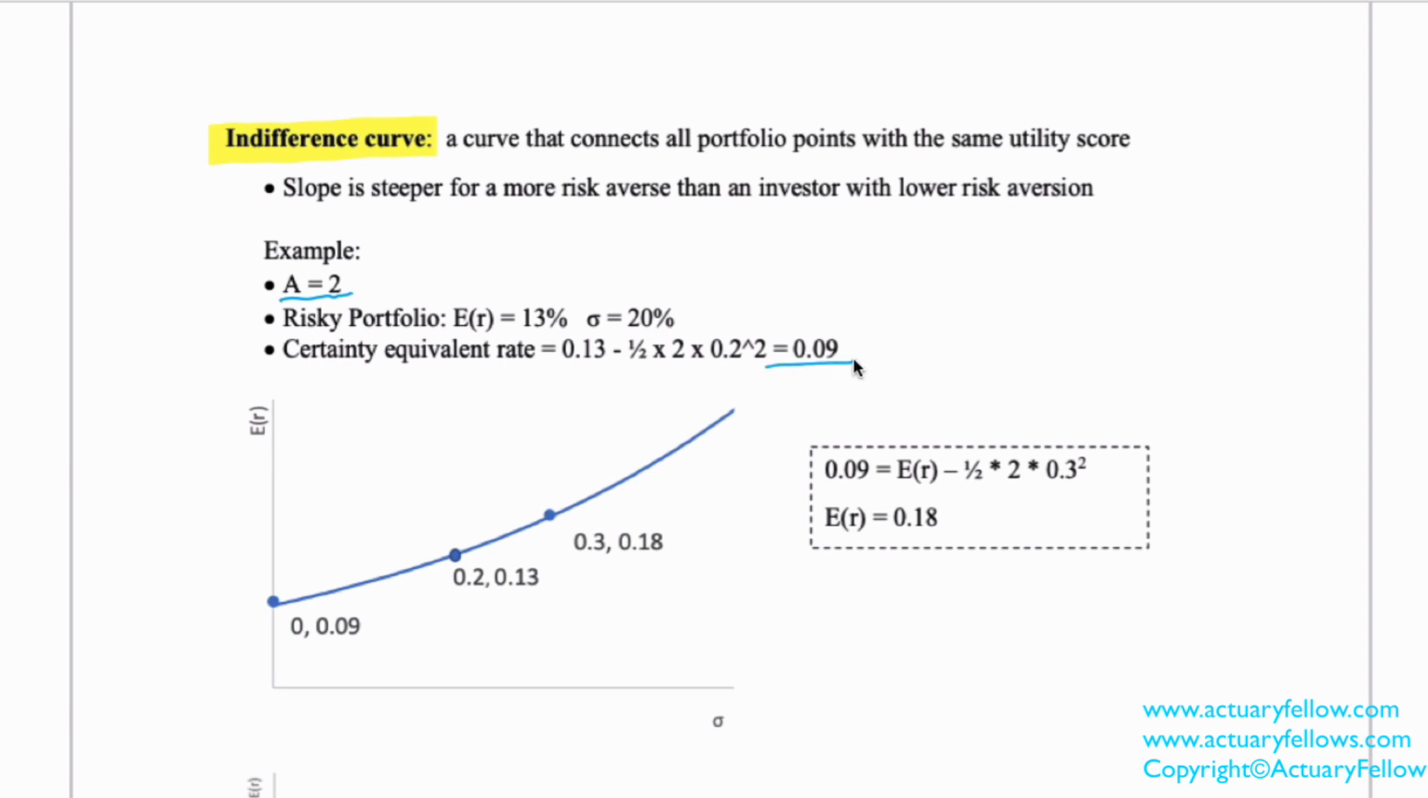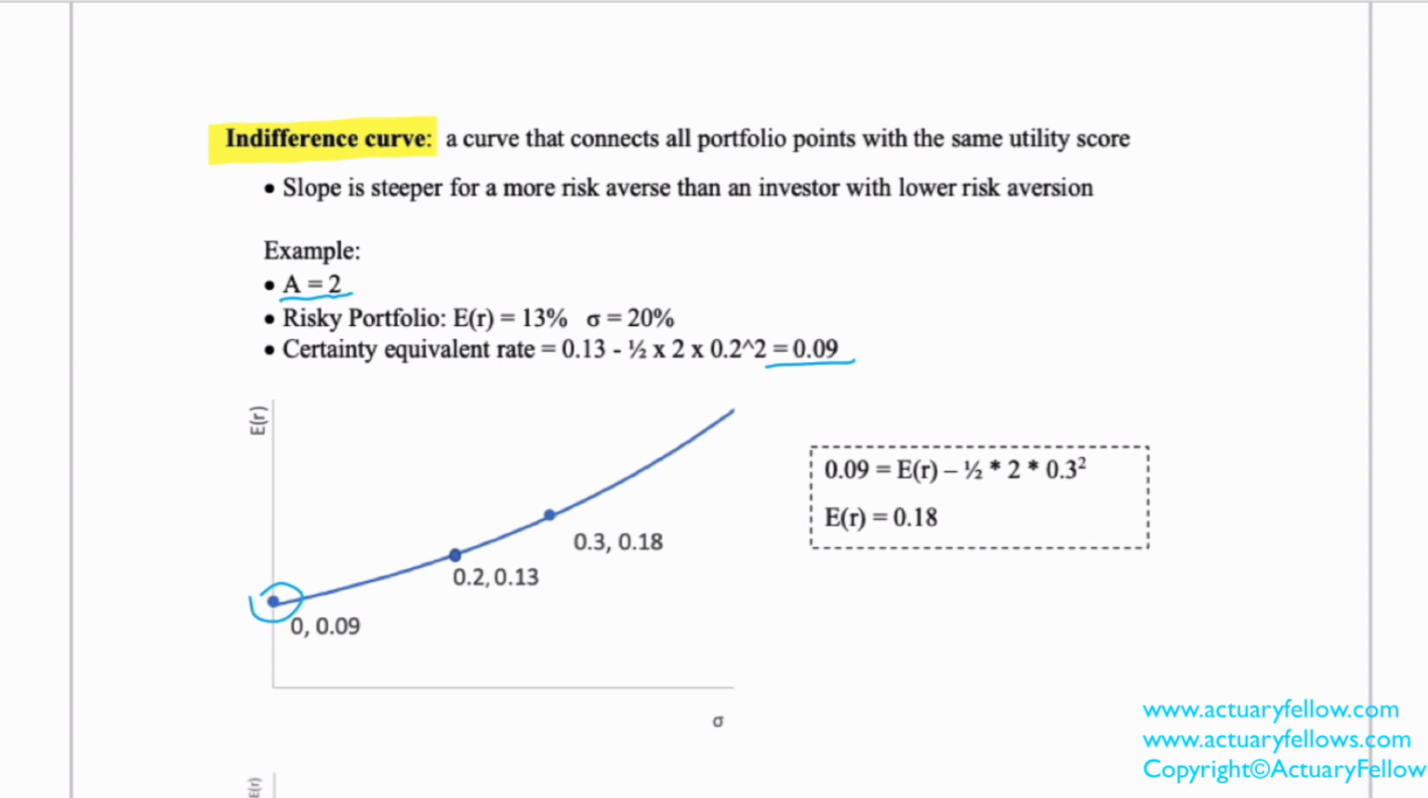The certainty equivalent rate of return is the y-intercept on the indifference curve. At the y-intercept, standard deviation is 0. It's a risk-free asset. Utility equals the expected return. By the definition of certainty equivalent rate of return, we are dealing with the expected return of risk-free asset that will offer the same utility as the risky portfolio being analyzed.